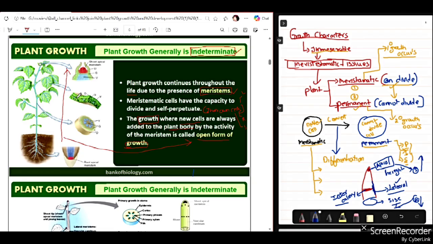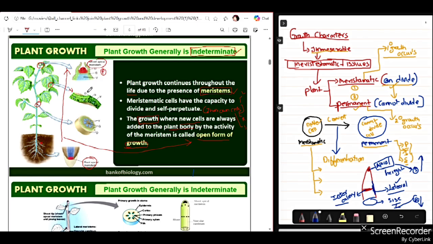I have already said that this is the part where the apical meristem is there, and this is the stem part, and this is the root part. In the root also, root apical meristems will be there, and the shoot is called shoot apical meristem. And this is the leaf. A small section of the leaf we have taken and zoomed it, and a small section of the stem we have taken and zoomed it. So in this type, these meristematic cells will be dividing into permanent cells.